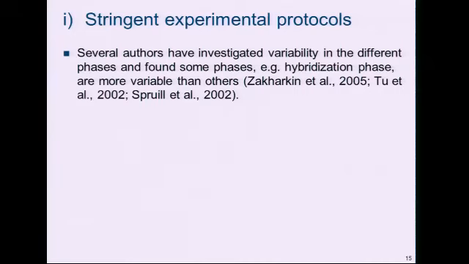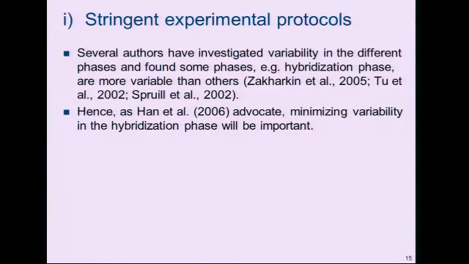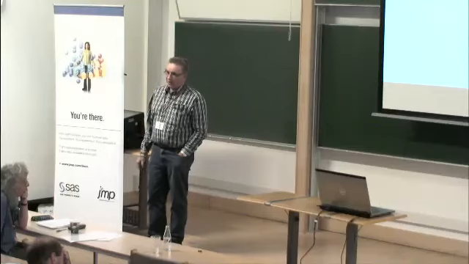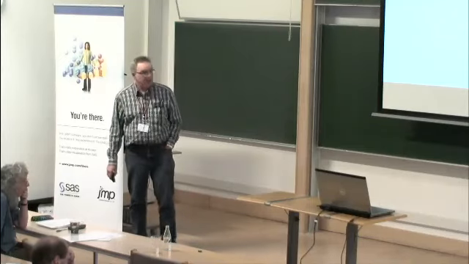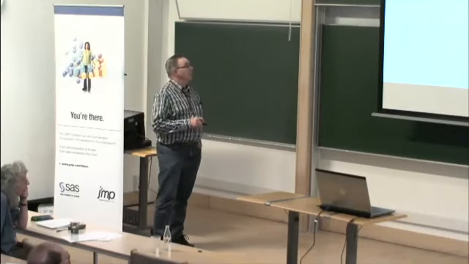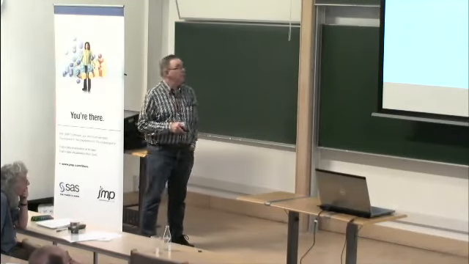The stringent experimental protocols, well, several authors have investigated variability in different phases, including Zach Harkin, but there are others, and they found some phases, in particular the hybridisation phase, is more variable than others. So you see that people like Han and his co-workers advocate minimising the variability in the hybridisation phase as a way of overcoming this sort of variability. So they put in place more stringent protocols.